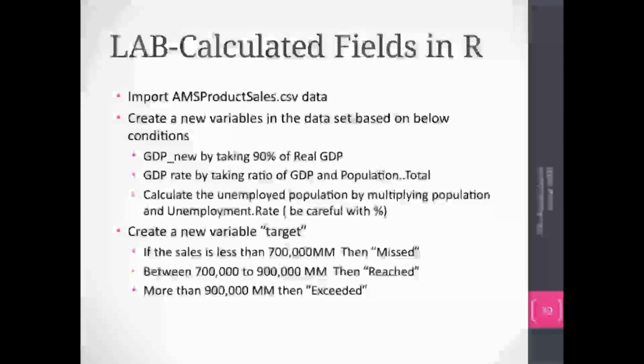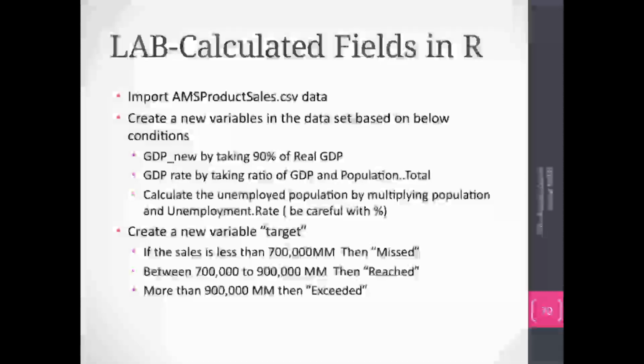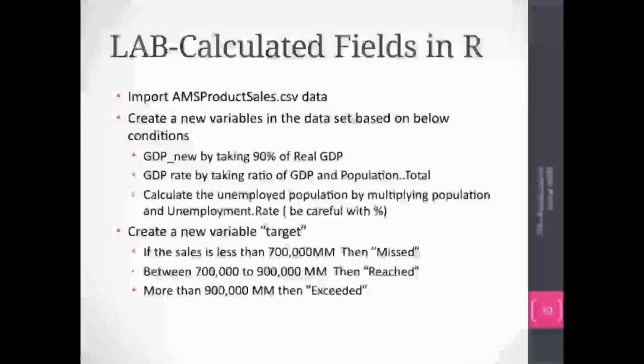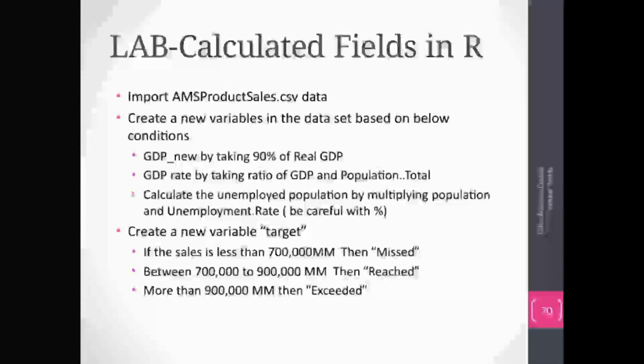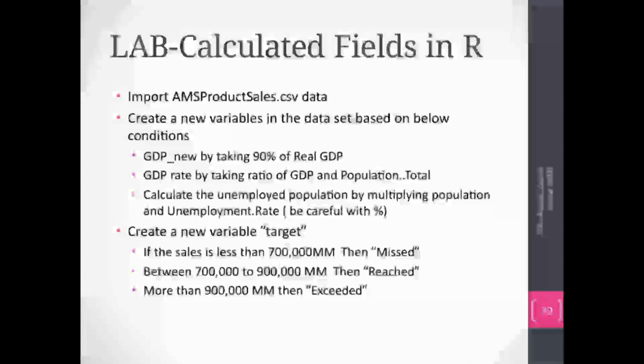Finally, we create a new variable called target to classify sales performance. If sales are less than 700 million, we label it as missed. If sales fall between 700 million and 900 million, we call it reached. And anything above 900 million is categorized as exceeded. All of these calculated fields are essential in R for better data insight and are a good example of how we can manipulate data to answer specific business questions. This approach ties into our overall theme of leveraging data analysis to make informed decisions.